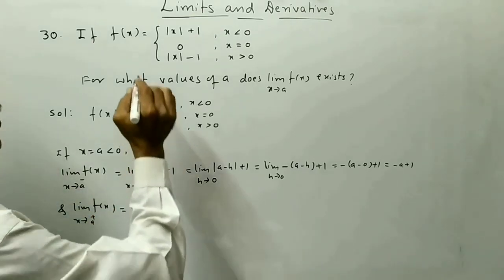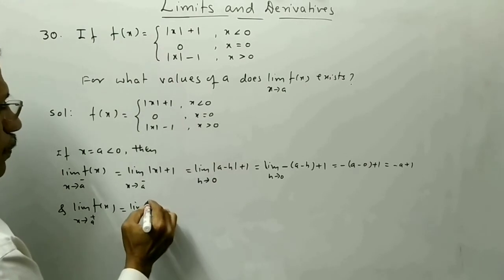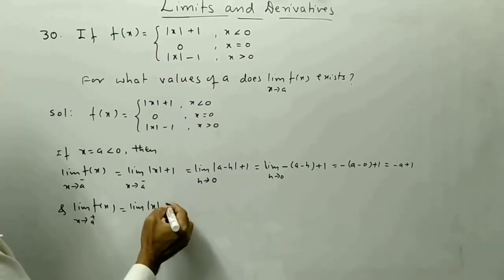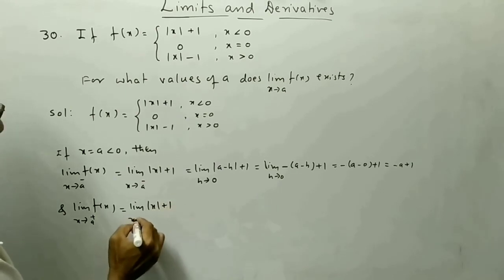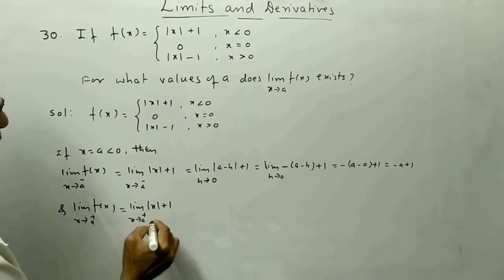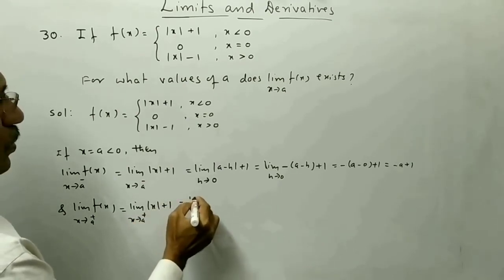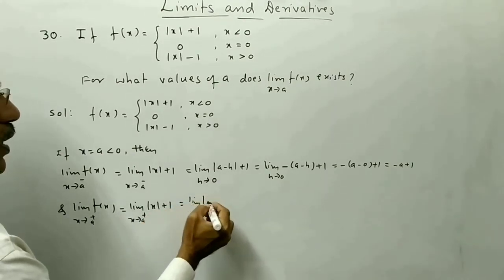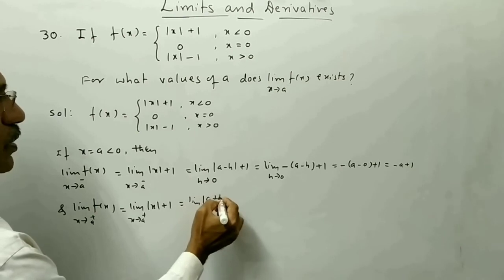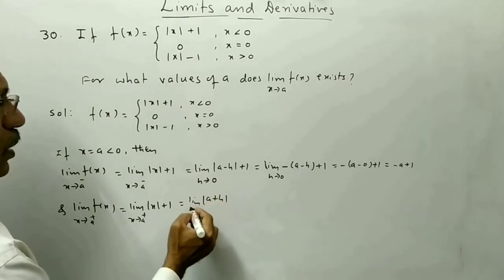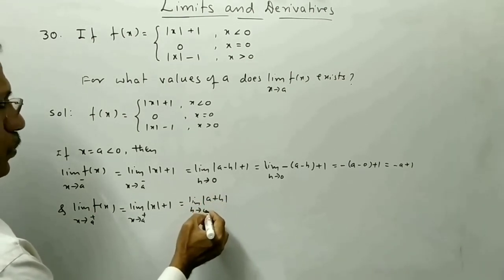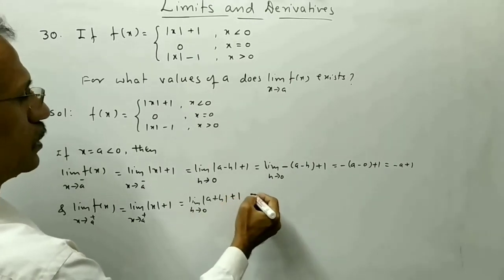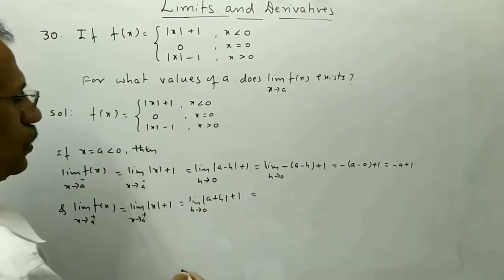So therefore the function is the same. The limit of modulus of x plus 1 when x tends to a from the right side is equal to the limit of, for the right hand limit, we can take x equal to a plus h according to the note which you have taken, when h tends to 0, plus 1 as it is.